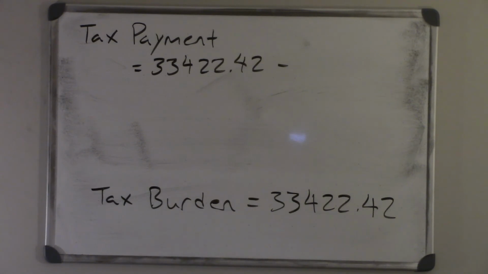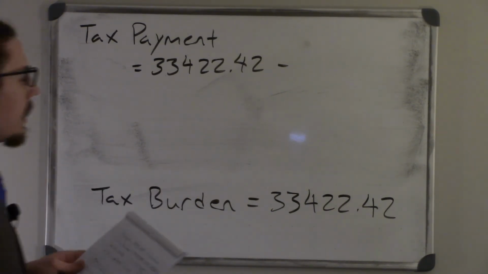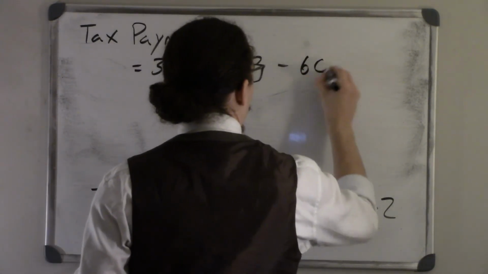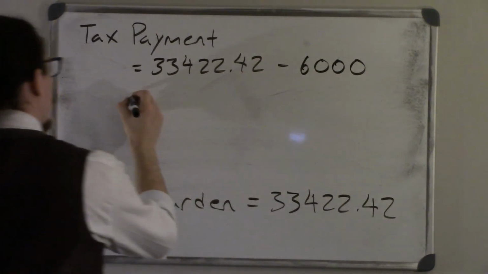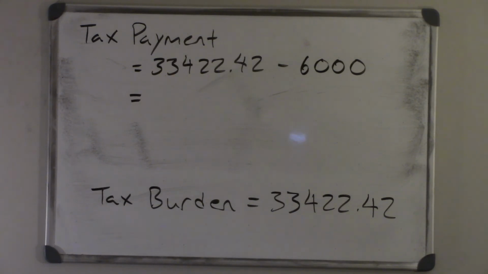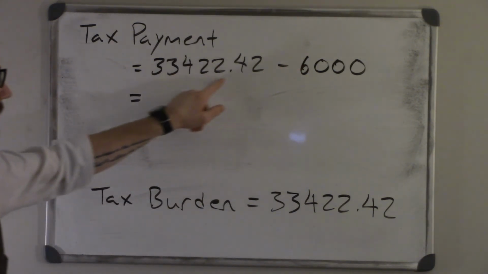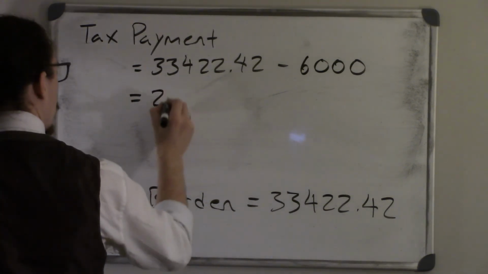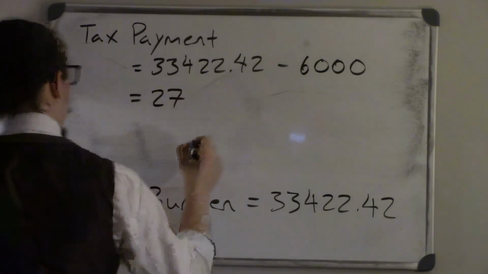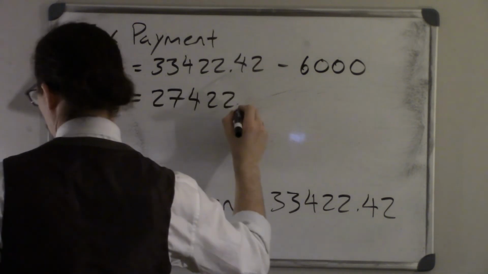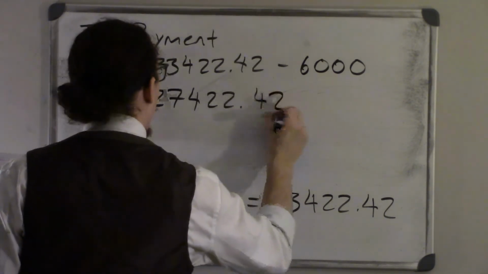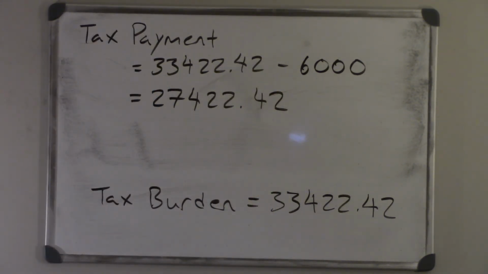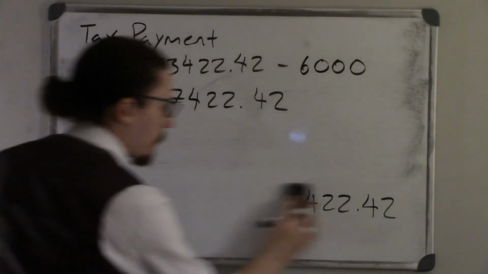If they have a $2,000 credit per child and they have 3 children, that means that they have $6,000 worth of tax credits. So we subtract the value of those tax credits from the tax burden. That leaves us with $27,422.42 as the tax payment.